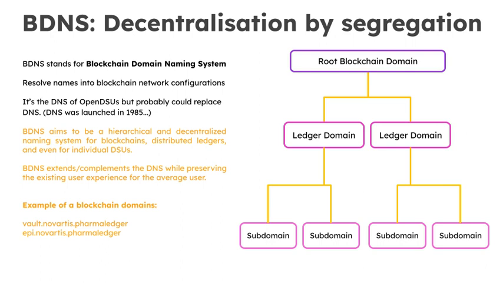In summary, BDNS enables the use of multiple blockchains or ledgers within a solution, achieving decentralization by segregating where data is anchored and stored. It's feasible to use the same physical blockchain and divide it into multiple subdomains. This approach allows for the reuse of the same blockchain infrastructure across various use cases or for enhanced security.